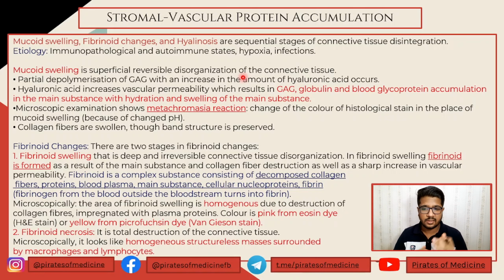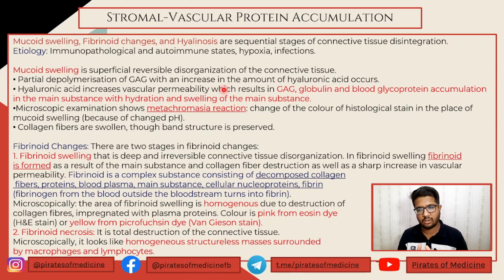These stages would be easier to understand in a particular order, because they develop in a particular order. First of all, we have mucoid swelling. What is mucoid swelling? Mucoid swelling is the dystrophy due to superficial reversible disorganization of connective tissue. You should know what the connective tissue is made of. It is made up of glycosaminoglycans, fibers, various proteins.